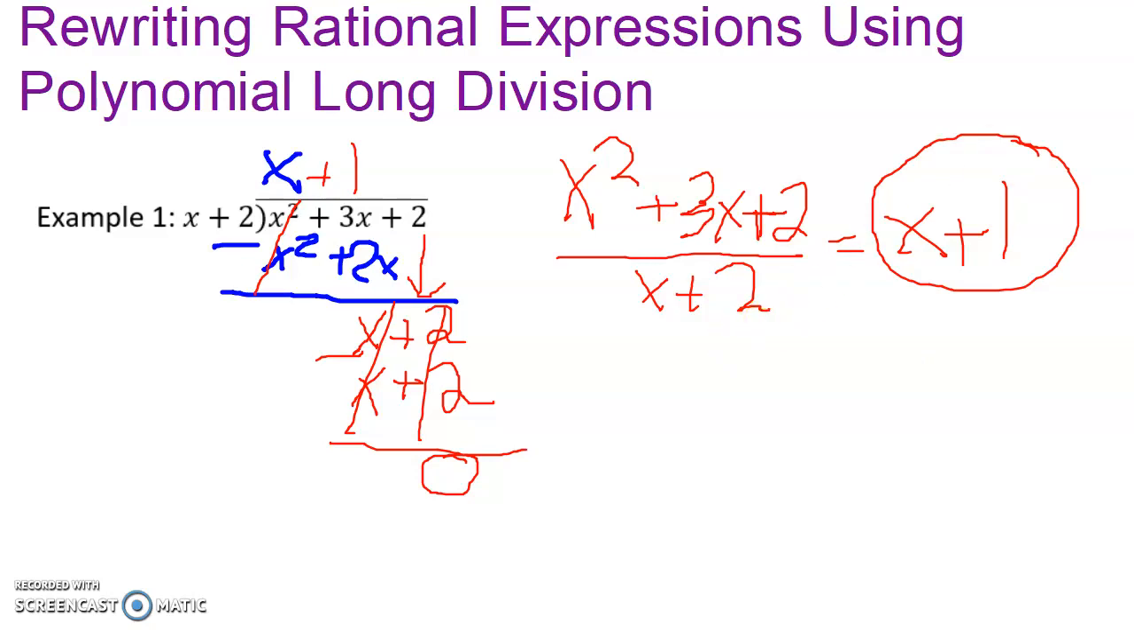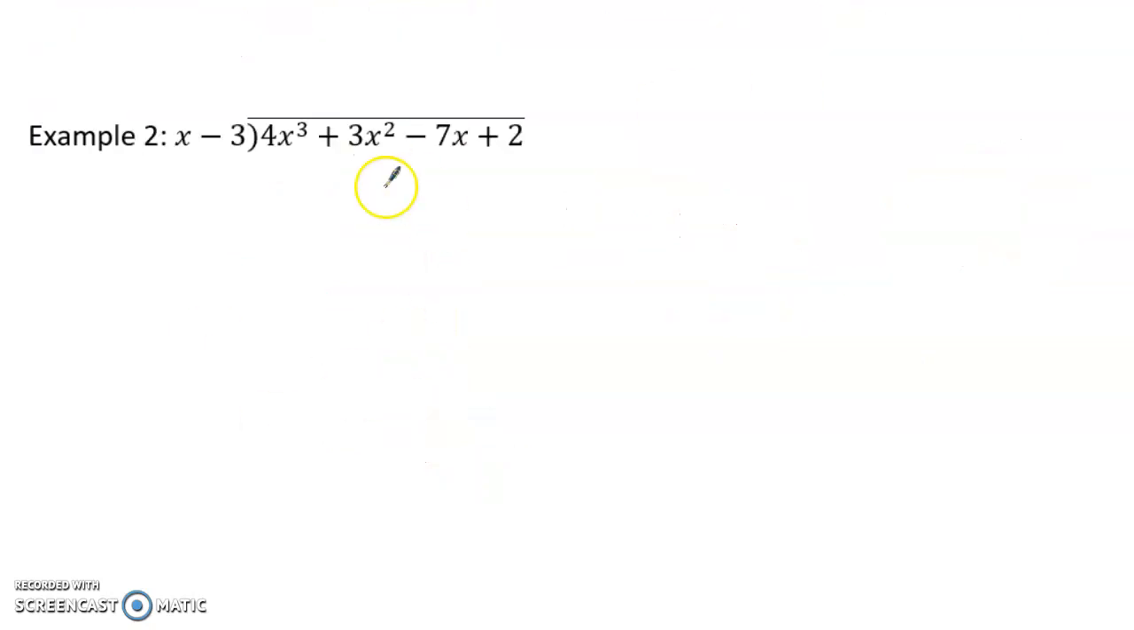Now let's move on to example number 2. This one, as opposed to being a quadratic divided by a linear, now we have a cubic divided by a linear, but the process remains the same. We start with our first term here and here, and we think about what do we need to multiply x by to give us 4x cubed, and this answer is 4x squared. And then we multiply.